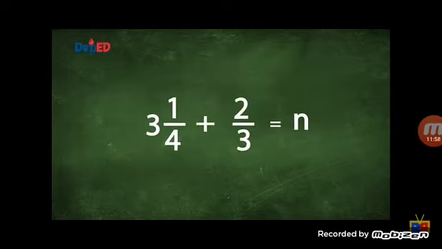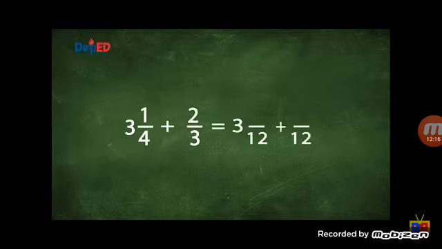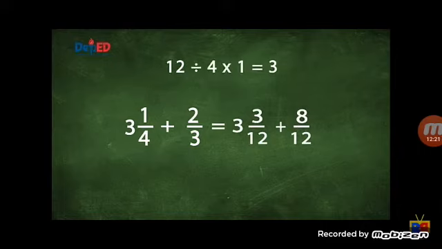Step 1. Change fractions to similar fractions through getting the least common denominator or LCD of 4 and 3. Again, by using any method, the LCD of 4 and 3 is 12. Step 2. Divide the LCD by the given denominators and multiply by the given numerators. 12 divided by 4 times 1 equals 3. 12 divided by 3 times 2 equals 8.